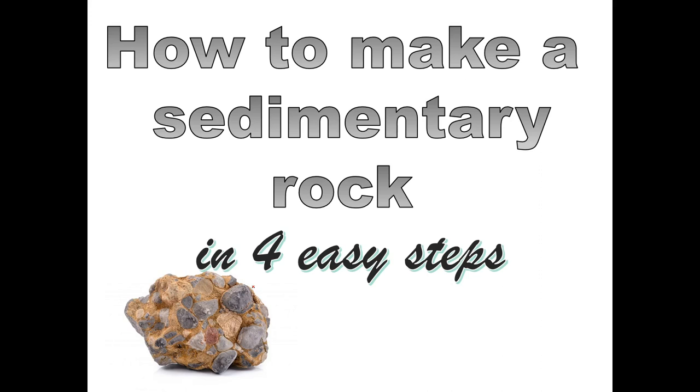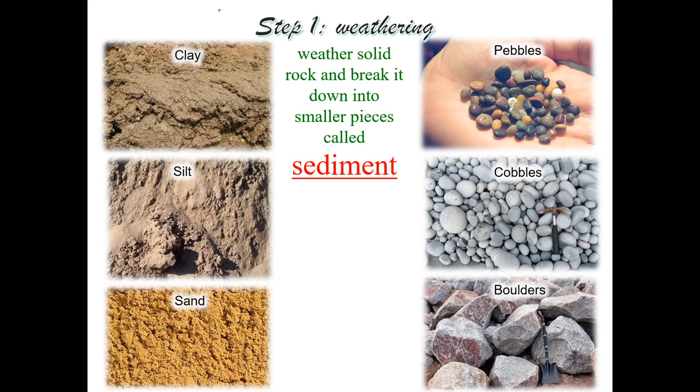Now, how do we go from sediment to a sedimentary rock? The first step, like I said, is weathering, so we create the sediment. The sediment comes in different sizes, right? You could have clay, silt, sand, pebbles, cobbles, boulders. We have broken solid rock down to smaller pieces called sediment. This is all clastic sediment, and clastic sediment is most often composed of silicate minerals.